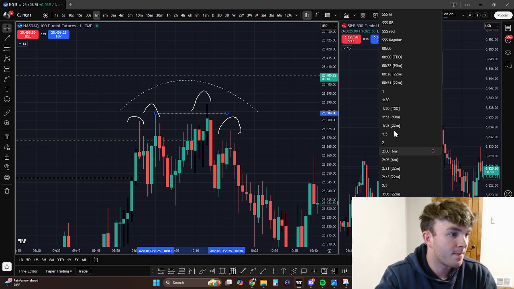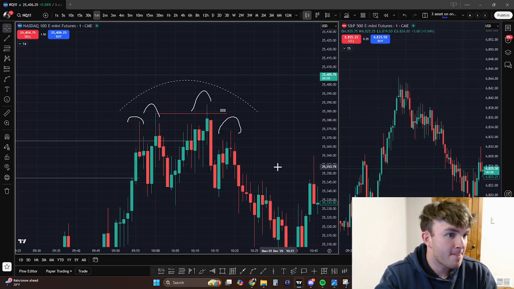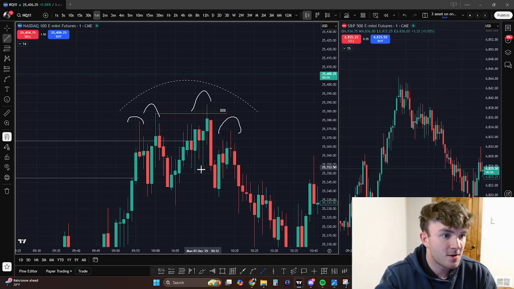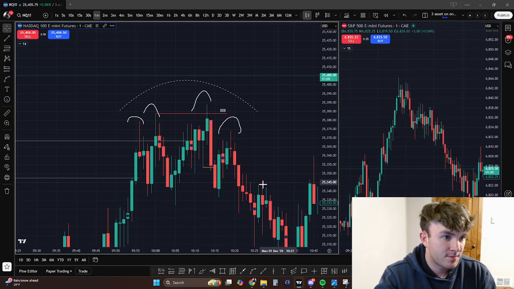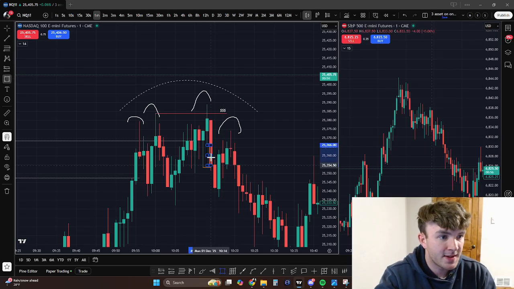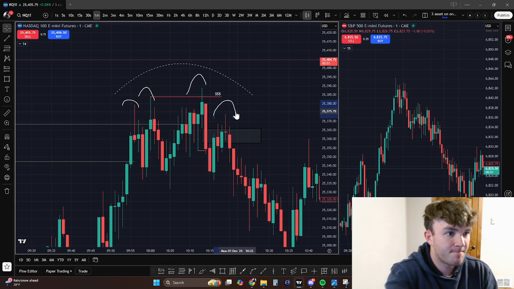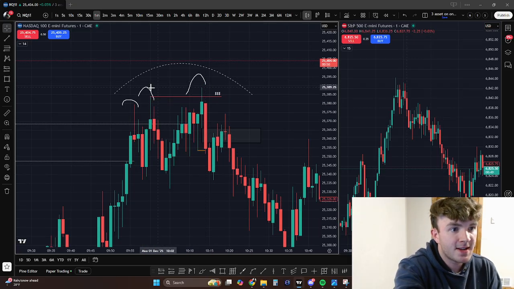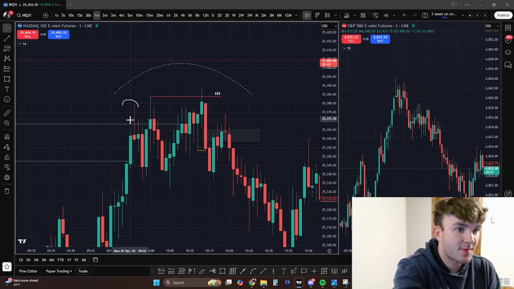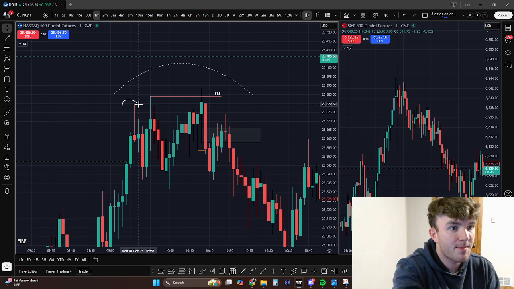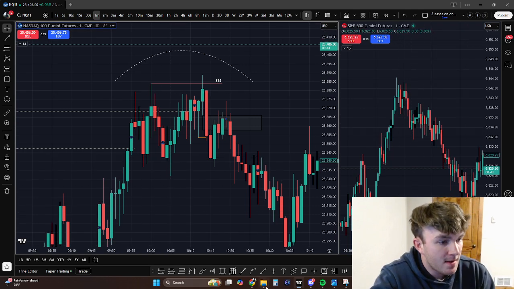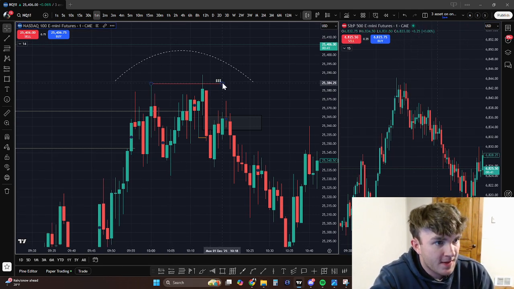So there's the sweep. Here's the breaker structure, or even you can mark it out as that. It really doesn't matter. Point is there's this placement. And then we have a fair value gap right here. So you see how everything kind of ties together. So liquidity sweep, breaker structure, fair value gap, and stop loss above the high.